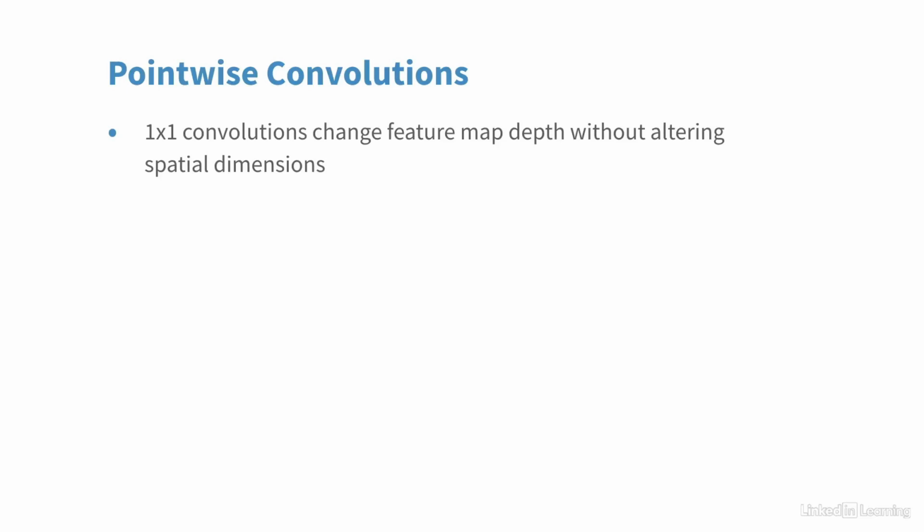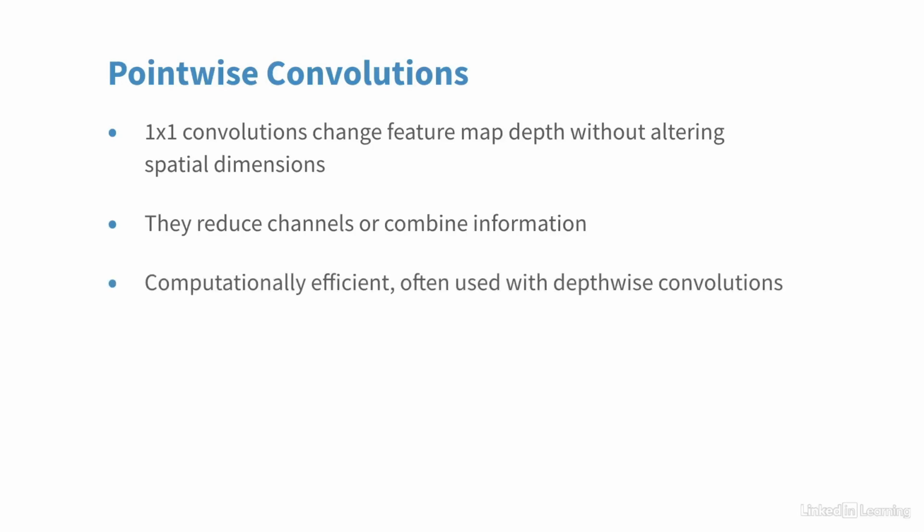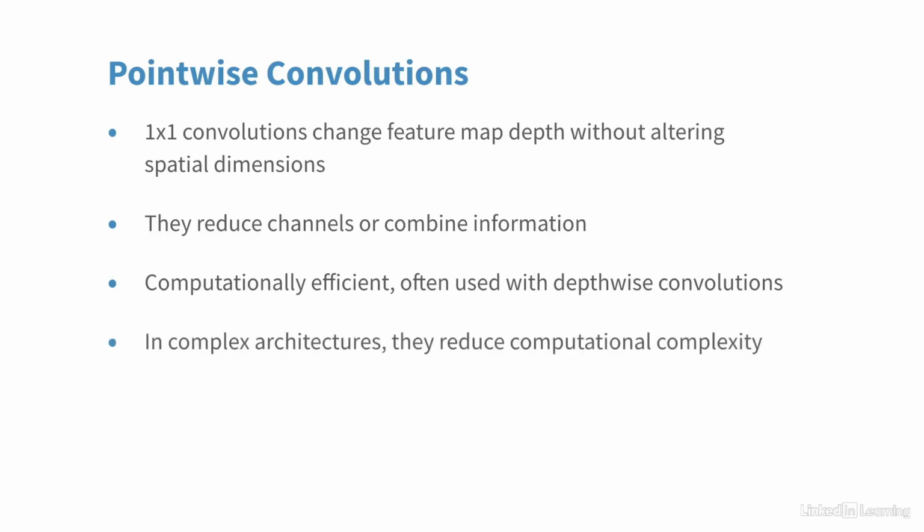One-by-one convolutions, also known as pointwise convolutions, are used to change the depth of the feature maps without affecting their spatial dimensions. They help in reducing the number of channels or combining information from different channels. These convolutions are computationally efficient and are often used in combination with depthwise convolutions, for example, the depthwise separable convolutions, or in more complex architectures like the inception network to reduce computational complexity.